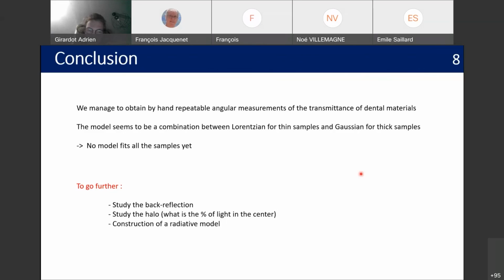We can also mention the fact that the angular results that we obtained during this project might be used to construct later a radiative model to go further on the prediction and on the understanding of the properties of dental resins. This can be done especially in the framework of the thesis of Vincent Duvillier, which aims at generating a model to predict optical behavior of dental resins.